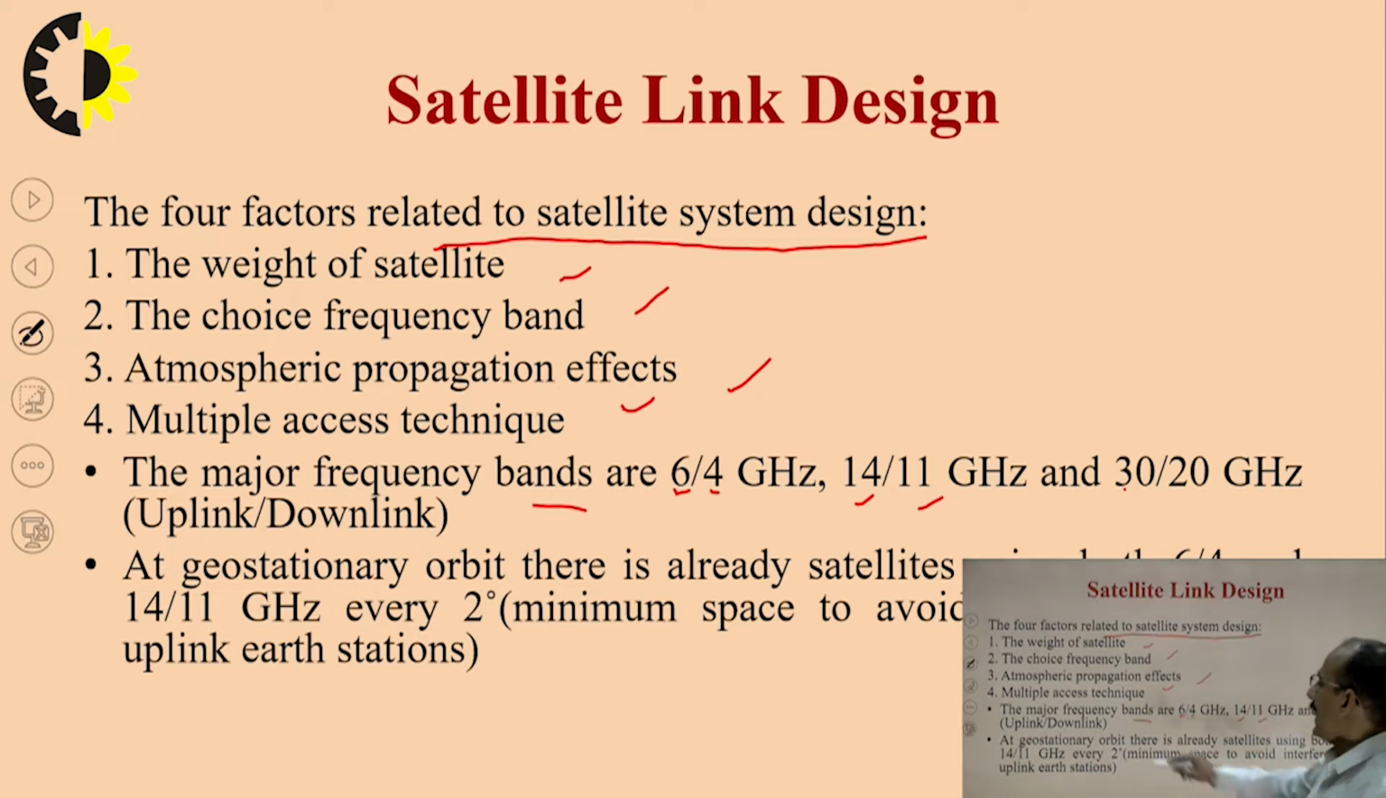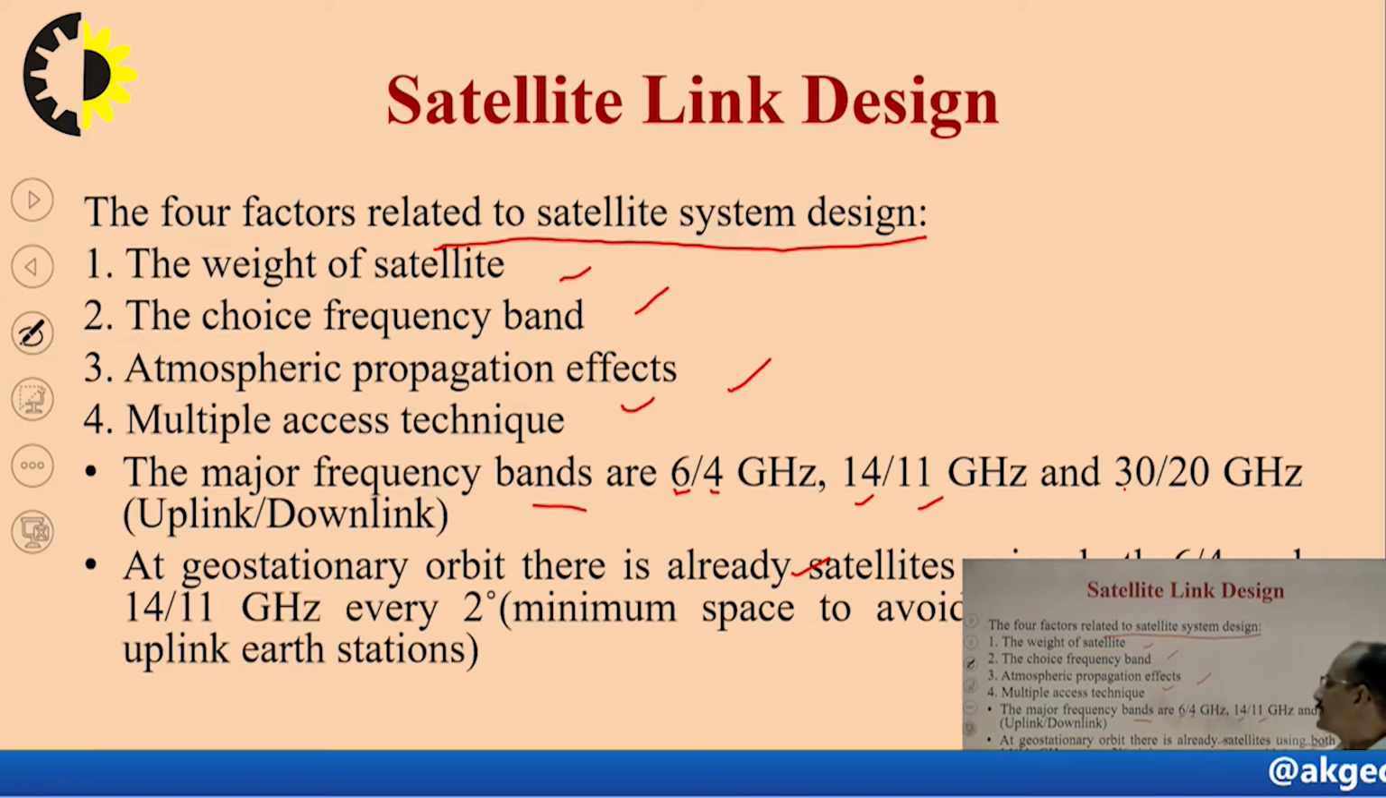Now at geostationary orbit, satellites use 6/4 or 14/11 GHz with a minimum spacing of 2 degrees to avoid interference from the uplink earth station. So these are the main factors used for the satellite link design.